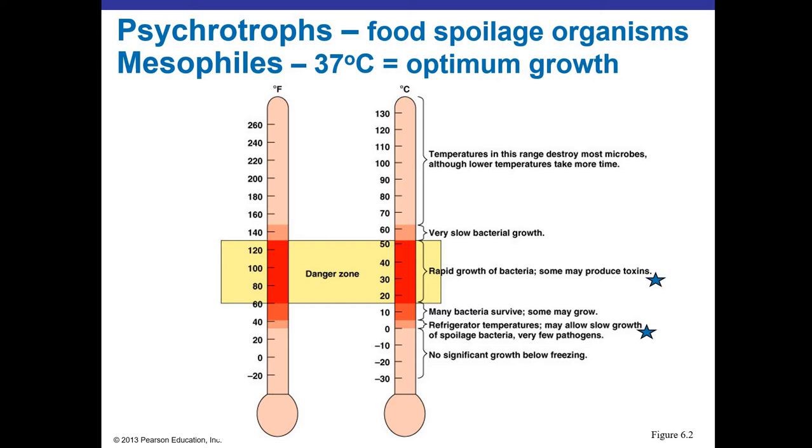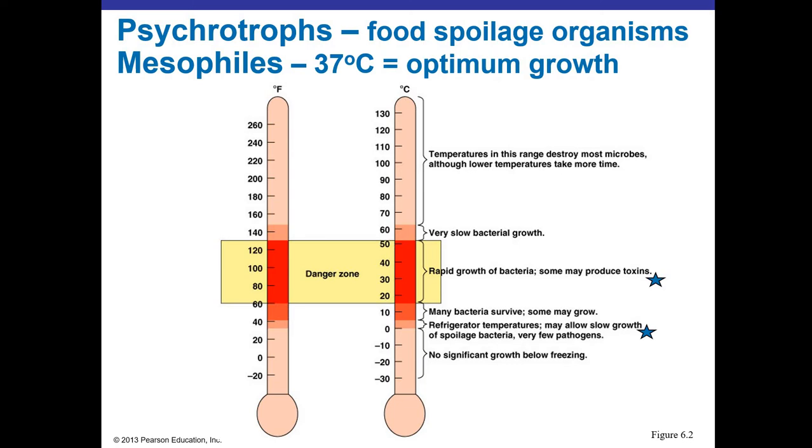When we talk about our mesophiles, though, we're concerned about them when they're in the danger zone. So they have their optimum at 37 degrees Celsius, but they're going to grow fairly rapidly between about 15 degrees Celsius up to about 50 degrees Celsius. That rapid growth of bacteria means that many of them are able to produce toxins in that danger zone, and that is part of what makes them problematic pathogens.